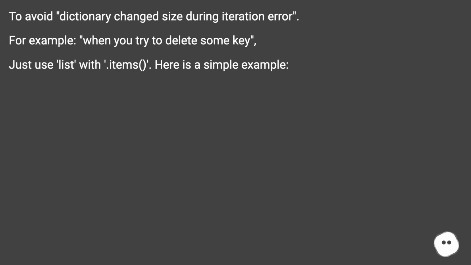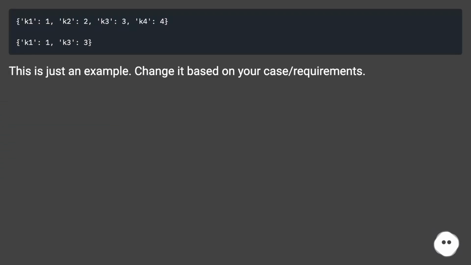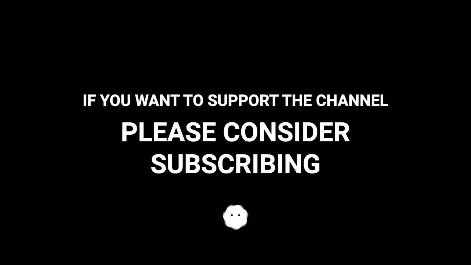To avoid the dictionary changed size during iteration error, for example, when you try to delete some key, just use list with .items. Here's a simple example. Output. This is just an example. Change it based on your case and requirements. Once sorted out, this is so important.